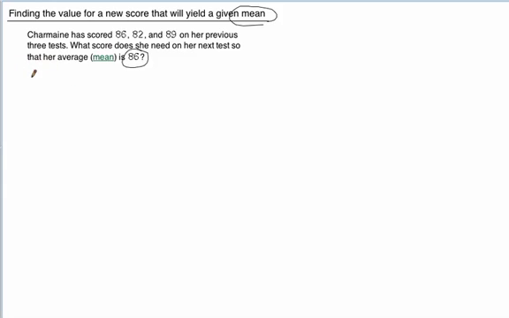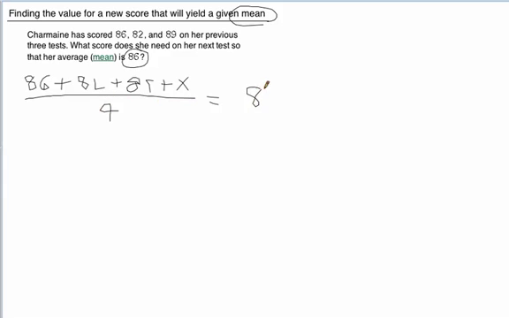So if we were to write this out using algebra, we'd write 86 plus 82 plus 89 plus x, our fourth score, all divided by 4 has to equal our 86.